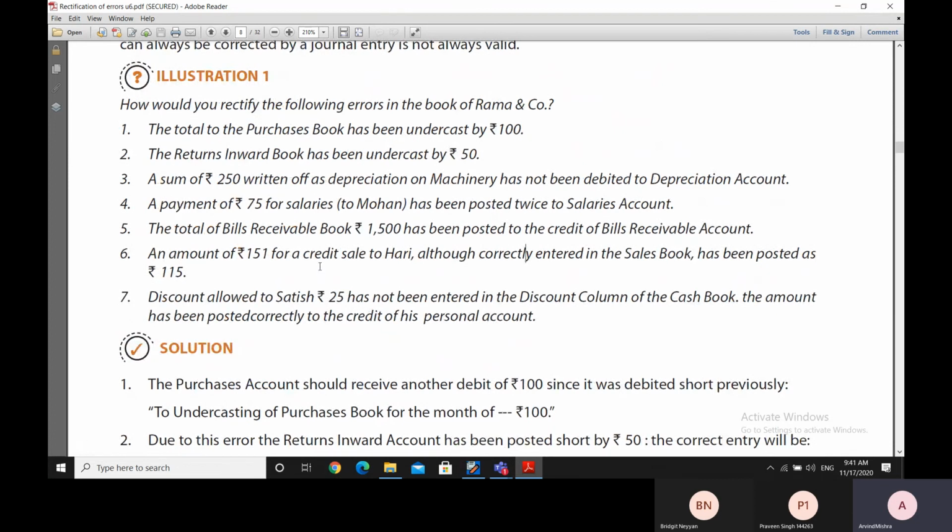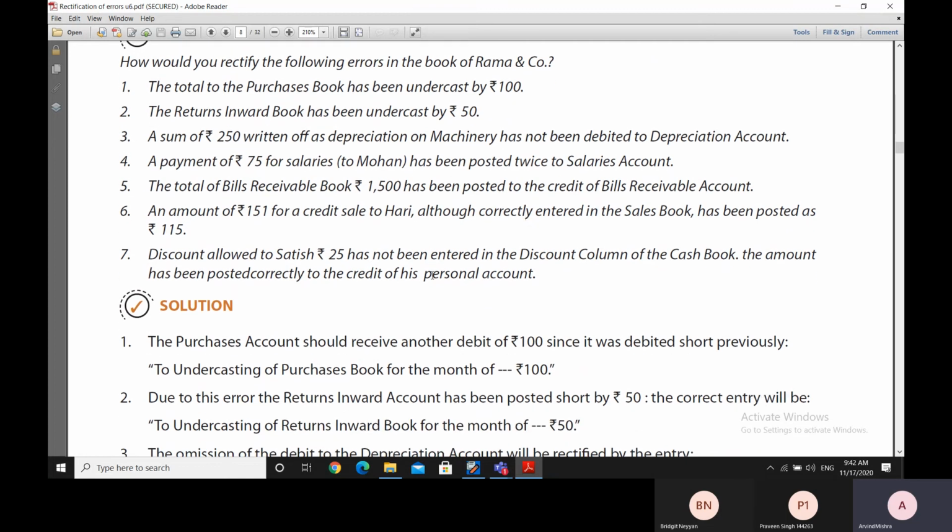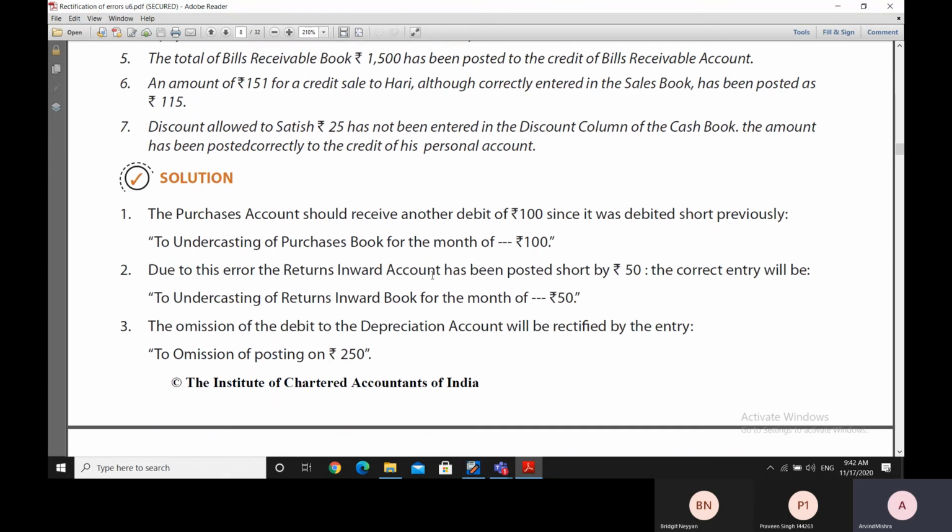Then an amount of rupees 151 for a credit sale made to Hari was entered in the sales book correctly, but the value entered was 115. So in the sales book there is a mistake of rupees 36, because the amount has been written as undercast, written as 115 instead of 151. So an additional 36 rupees credit has to be given to the sales account.